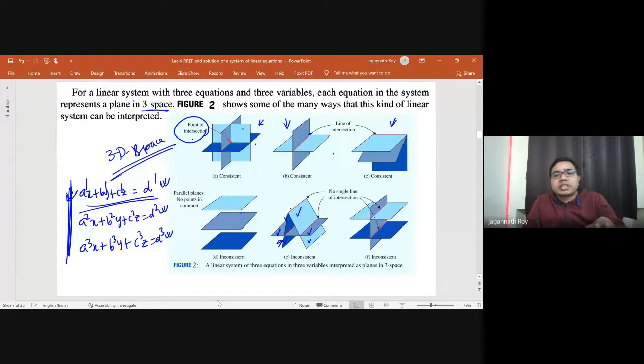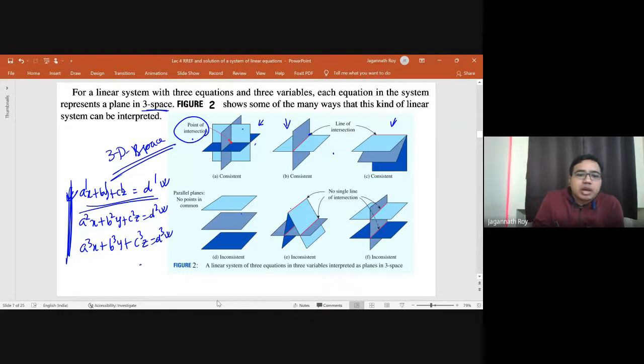They are not intersecting at a single line or a single point. They are intersecting each other, but two at a time. Here, two at a time. And these are not intersecting at all. Okay, this is deep blue and this is light blue. This light blue and this deep blue, they are not intersecting each other. So that is why these systems are actually inconsistent. They do not have any solutions.